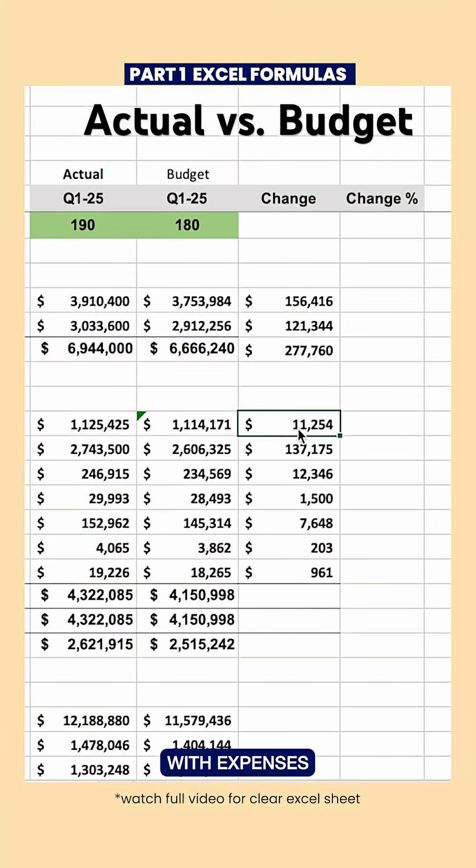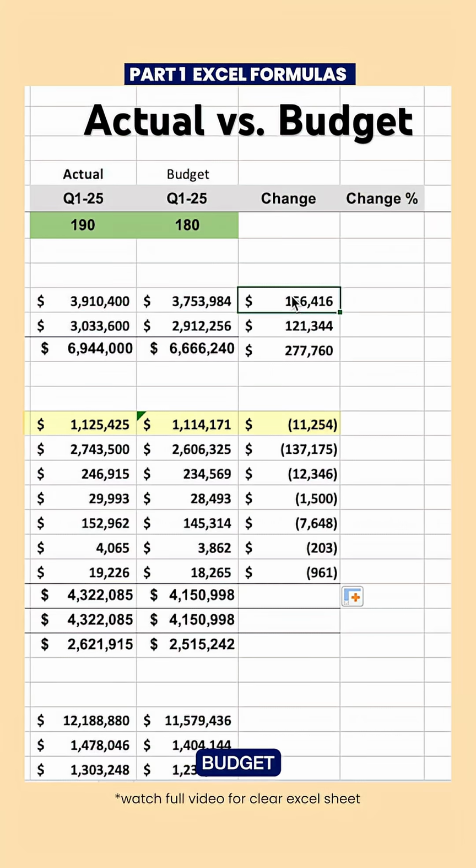However, with expenses, you see that for server cost, the difference is $11,000. We did $11,000 more for this line item than the budget, which is negative for the business. So I'm going to say equals budget minus actual. What I did here is that for revenue accounts, I am saying actual minus budget, and for expenses, I'm saying budget minus actual to give the right signal, negative or positive, to the number.